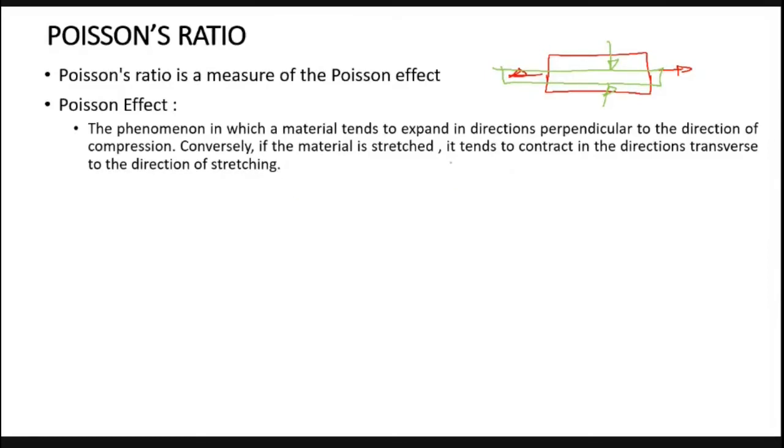It says that material tends to expand in the direction perpendicular to the direction of compression. Conversely, if material is stretched, it tends to contract in the directions transverse to the direction of stretching. Stretching or transverse means perpendicular. It contracts in the perpendicular direction. If one side expands, the other side contracts. That is what we call the Poisson effect.